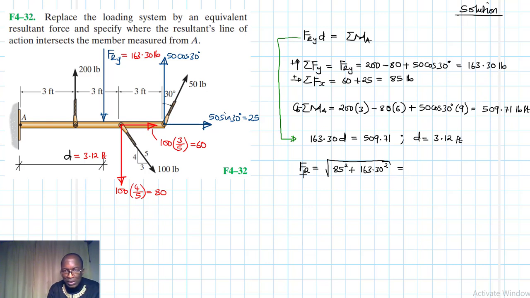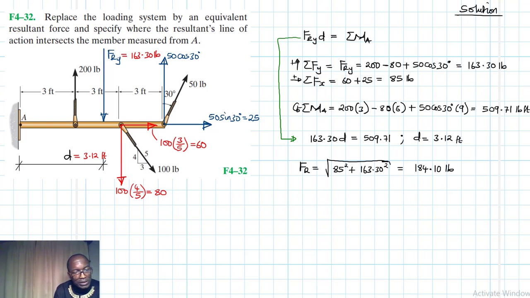And once we calculate this, what do we get? 85 squared plus 163.30 squared, square root of that, we have 184.10 pounds. Okay, I just redo it again quickly. So 184.1 if you rounded it off. So that's the resultant. So let's draw what we are talking about.